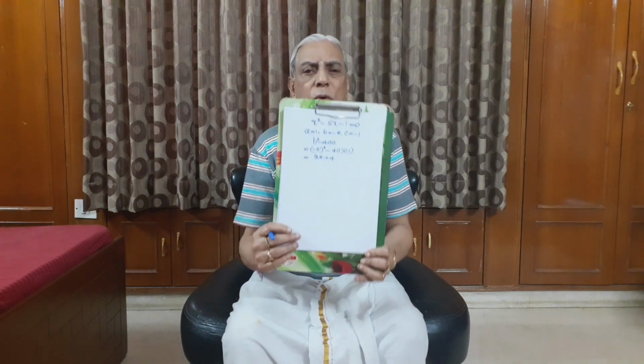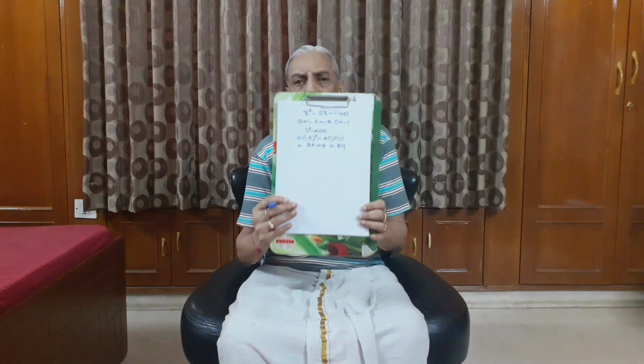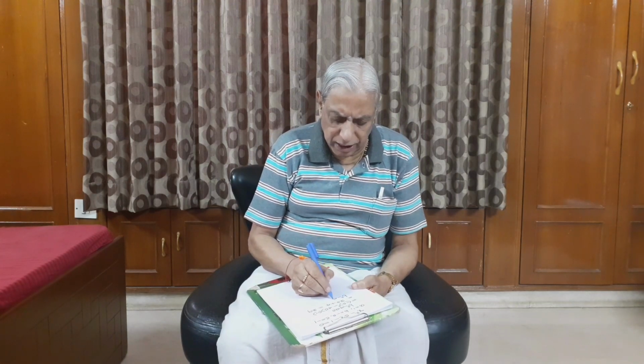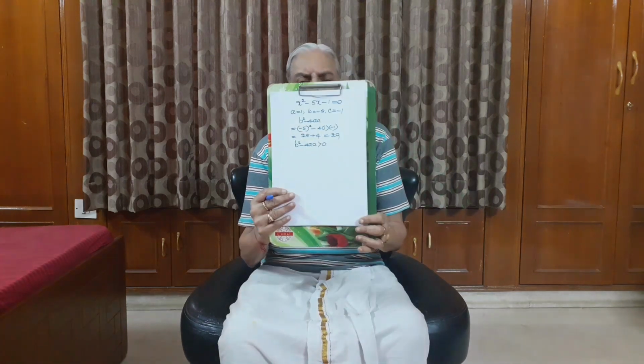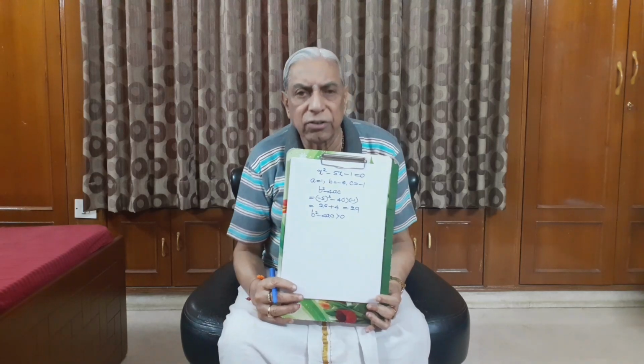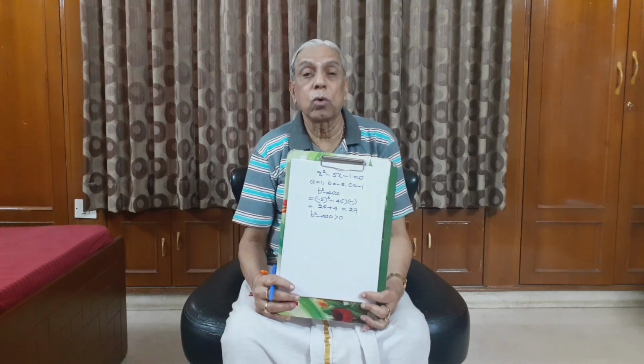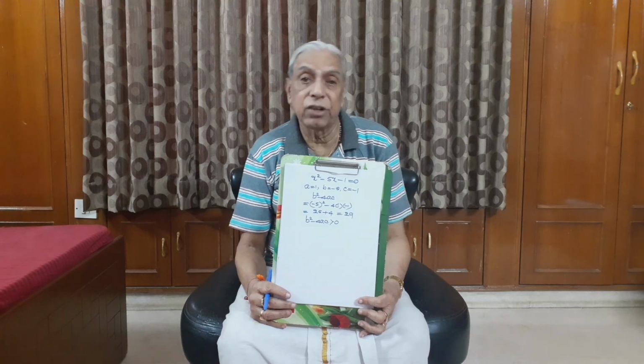What is minus 5 the whole square? Plus 25. What is 4 into 1 into minus 1? Plus 4. You see that? 25 plus 4. What is 25 plus 4 equals? 29. So once again, here b squared minus 4ac is greater than 0. 29 is certainly greater than 0. It means the roots are real and distinct.